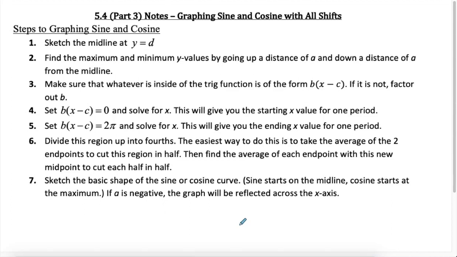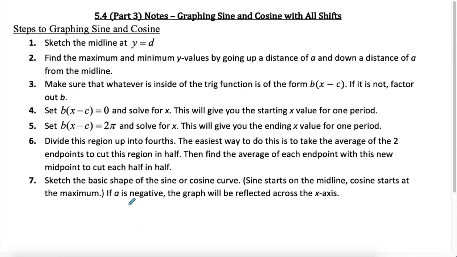All right, in 5.4 part 3, we are just going to put everything together that we've talked about in the last two parts. So we're going to look at A, B, C, and D shifts all within one problem. And then we're also going to throw one more thing in. What would happen if A is negative? So let's just talk through these steps and then go through some examples.